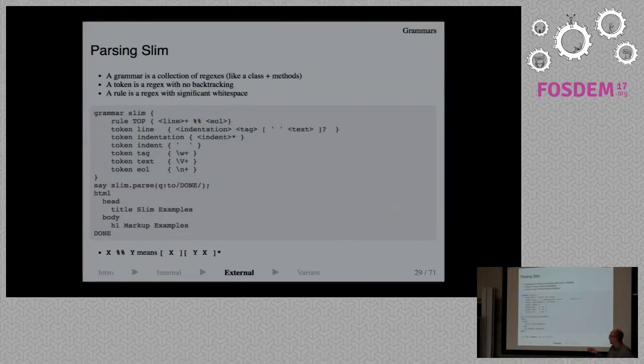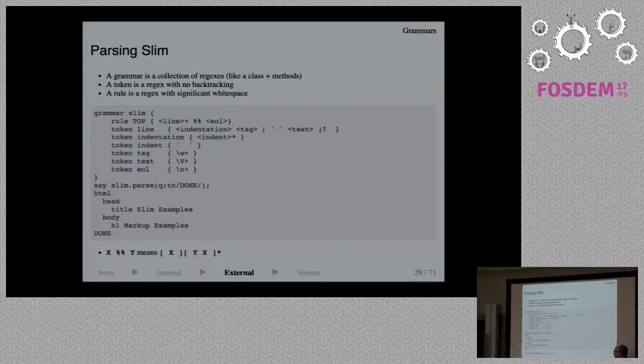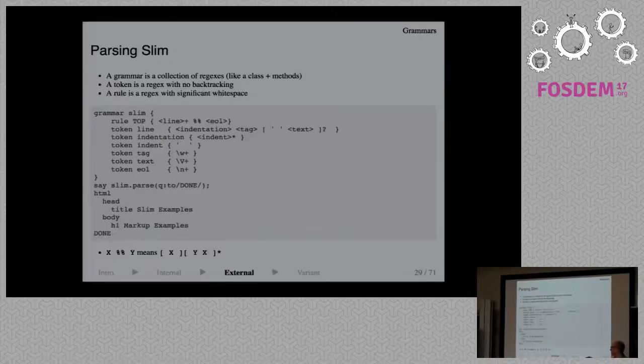So this HTML here, this Slim code, where we have HTML head, you can sort of see the pattern where you have some indentation, and then you have a tag, and then you may have some text after the tag. So that's basically it for the language. The top level rule here is one or more lines separated by an end of line character. End of line is a series of carriage returns.